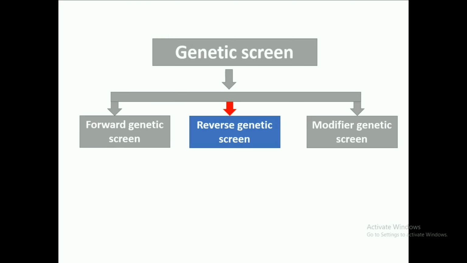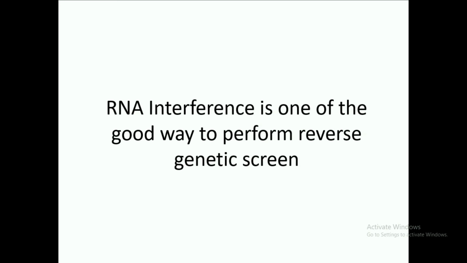Now, there is another type of genetic screen known as reverse genetic screen, where we know which gene we want to mutate and want to see, if we mutate this gene, what is the effect of it on a particular biological process or particular development phase or a particular phenotype. Let me give one example of a reverse genetic screen. One of the popular ways to do reverse genetic screen is to use RNA interference technology.